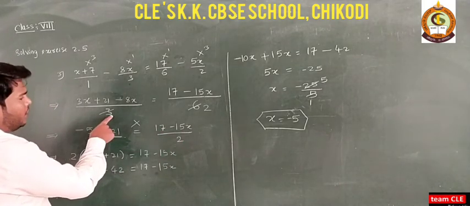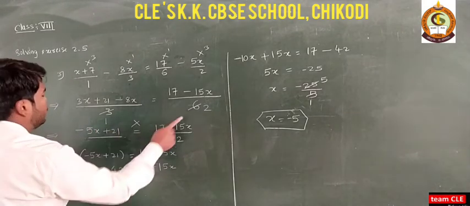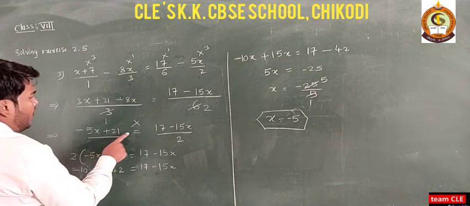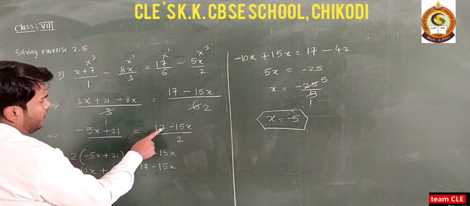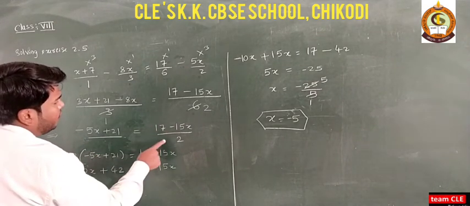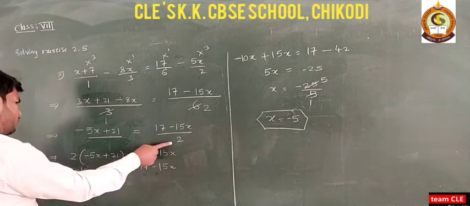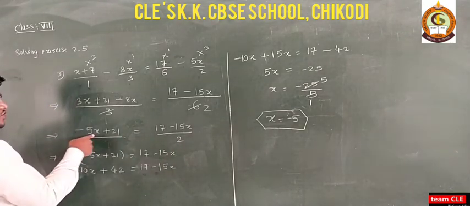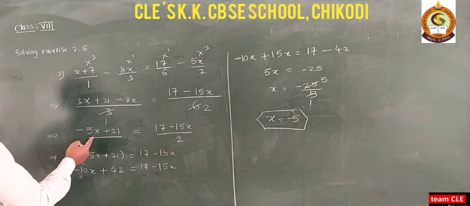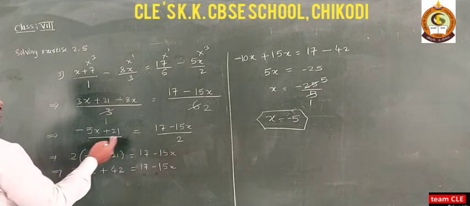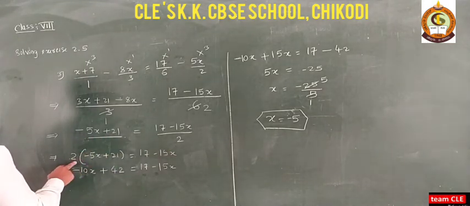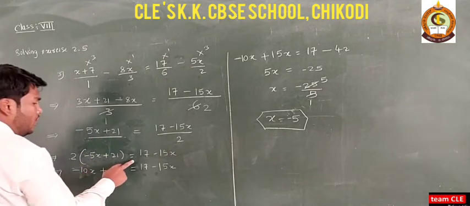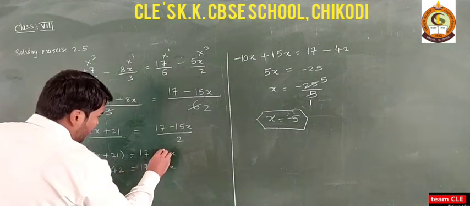Because we cut the denominator, this is 3 ones are, this is 3 twos are, so there is nothing, you have to write as it is. So see here, this is 17 minus 15x by 2. Now when the denominator 2 goes to the LHS, it becomes multiplication. This is 2 into minus 5x plus 21 is equal to 17 minus 15x.